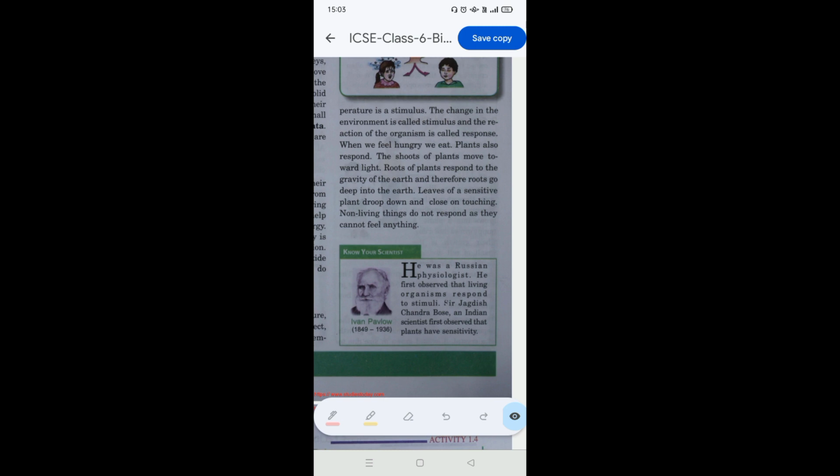Right. So, this person, Ivan Pavlov, was a Russian physiologist, and he was the first person to observe that living organisms respond to stimuli. And Sir Jagadish Chandra Bose, who was an Indian scientist, was the first to observe that plants have sensitivity. Now, moving on.